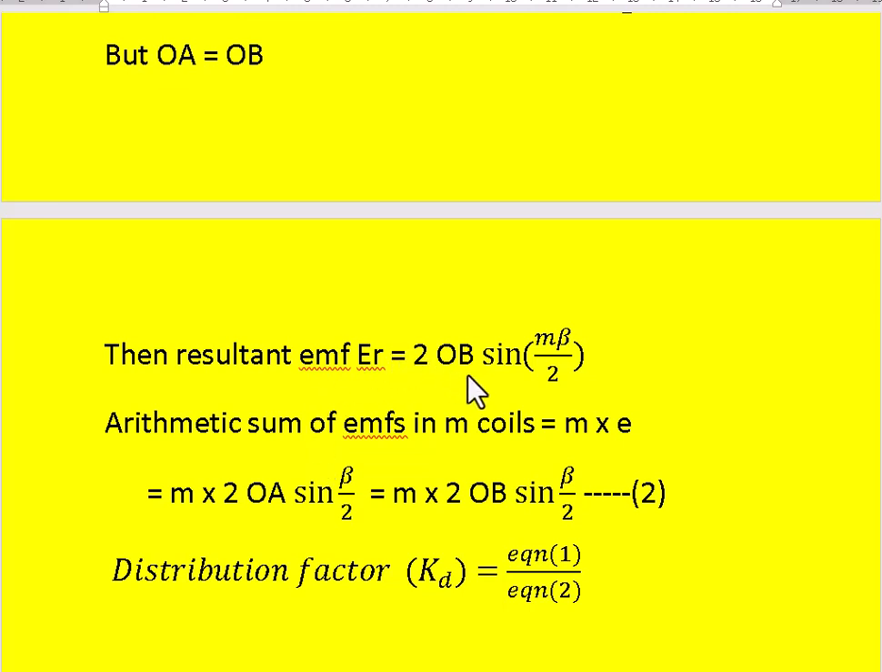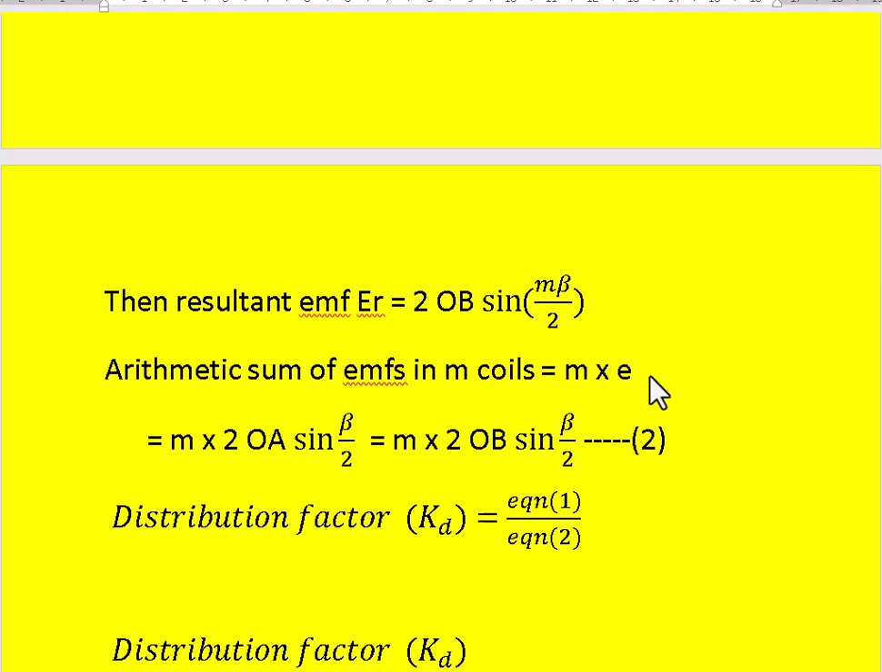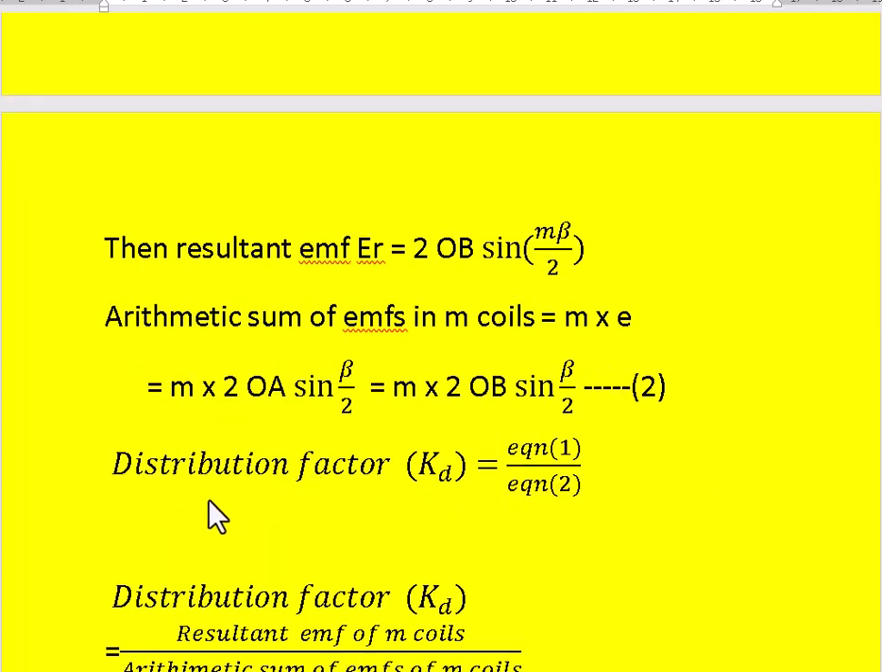And since OA is equal to OB, we can also replace OA with OB like this. Then the resultant EMF ER for M coils will become 2 into OB sine M beta by 2. Similarly, the arithmetic sum of EMFs in M coils, which is already covered, can be written again like this: M into 2 into OA sine beta by 2. Since OA is equal to OB, this is M into 2 OB into sine beta by 2. Say this is equation 2.